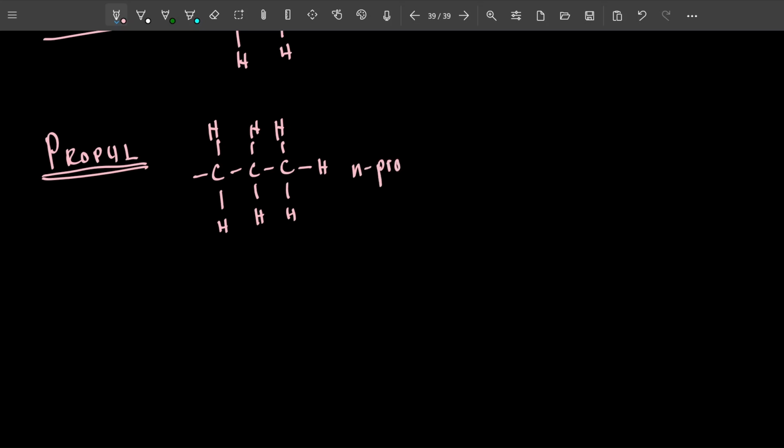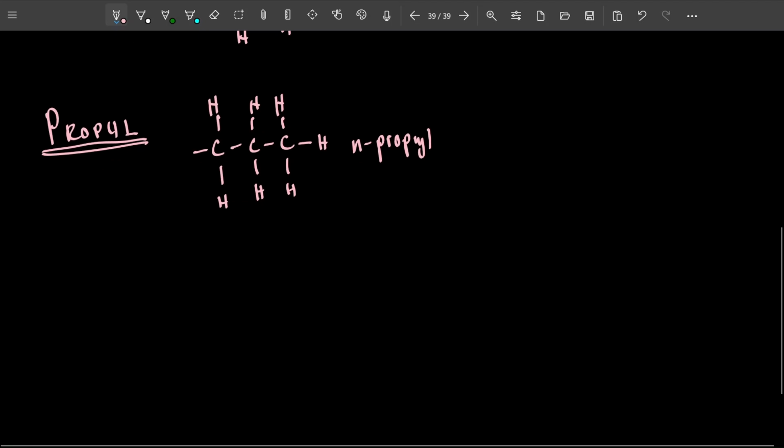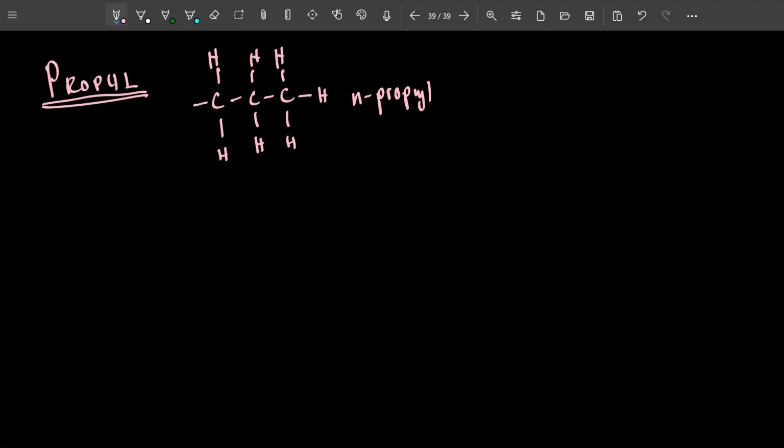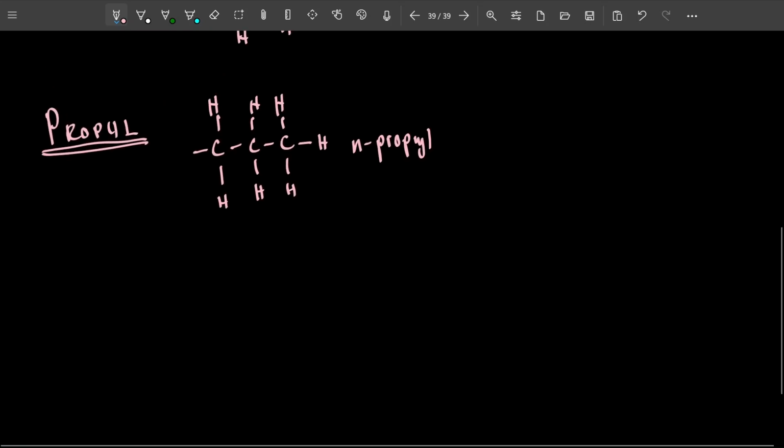So we'll call it the N propyl, because it's not the only one there. What else is there? We have another version of propyl, and this is where things get interesting. It's called isopropyl. What is isopropyl? Remember that this is where you would attach to something.